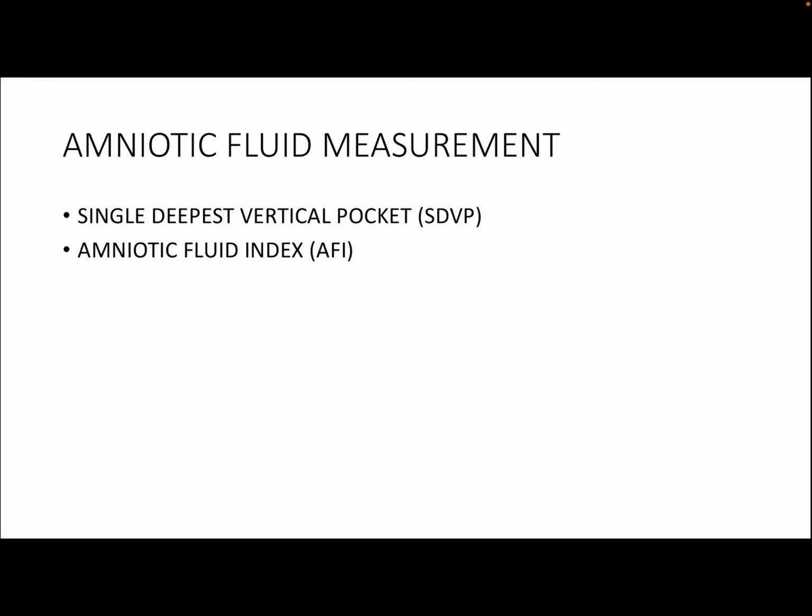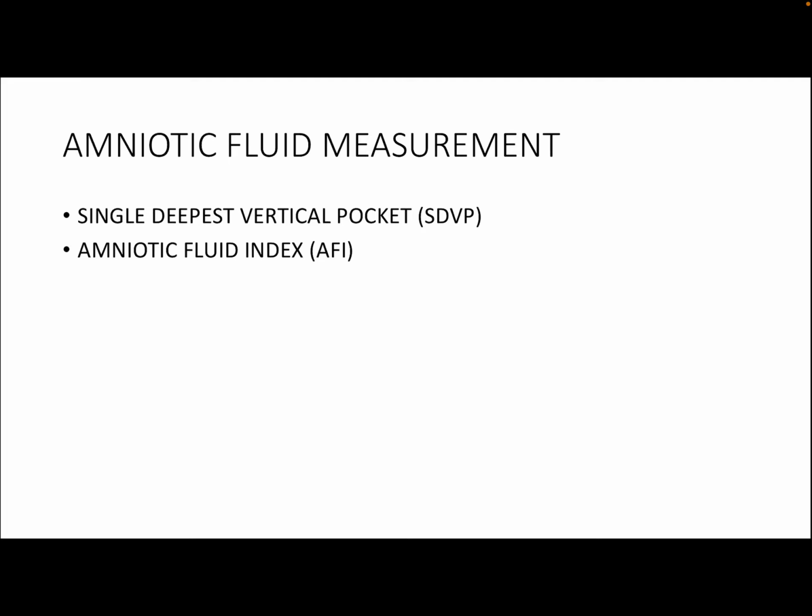So SDVP is the vertical dimension of the largest pocket of amniotic fluid. A normal SDVP is 2 to 8 centimeters, and we define oligohydramnios as an SDVP that is less than 2 centimeters and polyhydramnios as SDVP that's more than 8 centimeters.